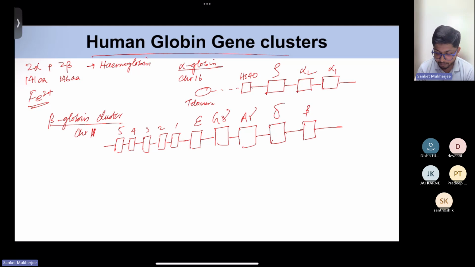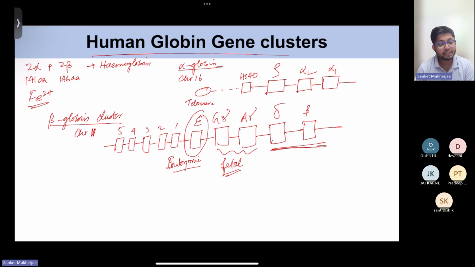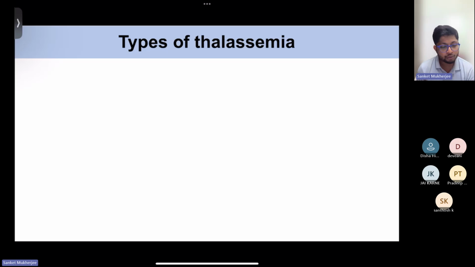The epsilon gene is the embryonic one, important for hemoglobin in the embryonic stage. G gamma and A gamma are for the fetal stage, fetal hemoglobin. Adult hemoglobin is formed by the delta and beta genes. So clearly, the expression of these genes is regulated based on the age of the organism, in this case the human. It is differently expressed at different stages of development, and hence these are regulated through epigenetic mechanisms.